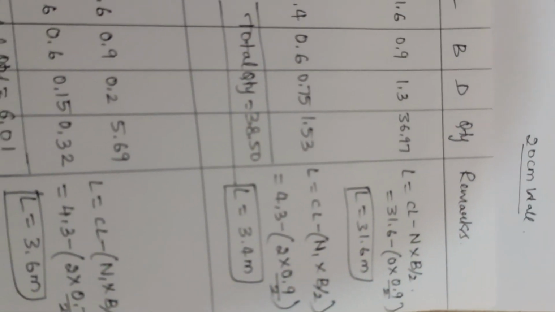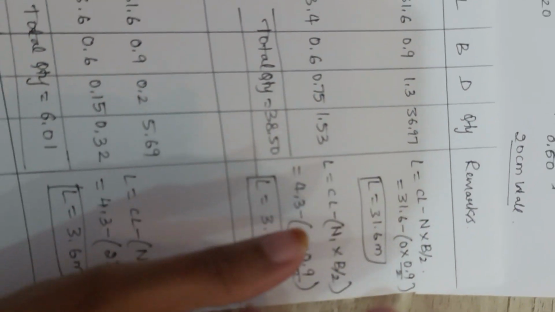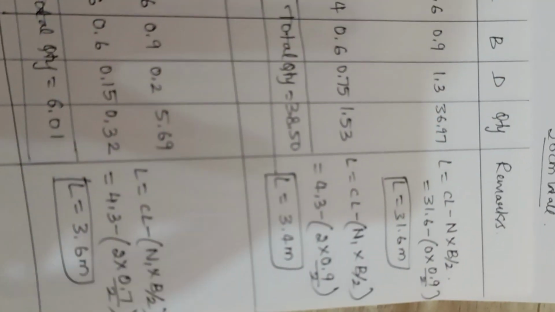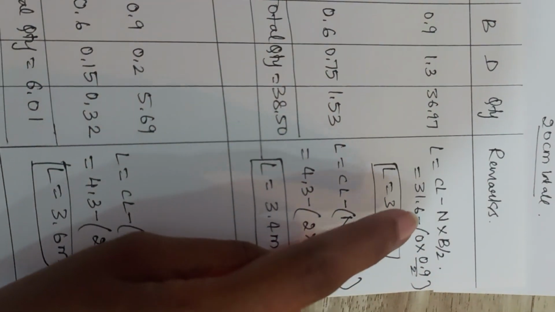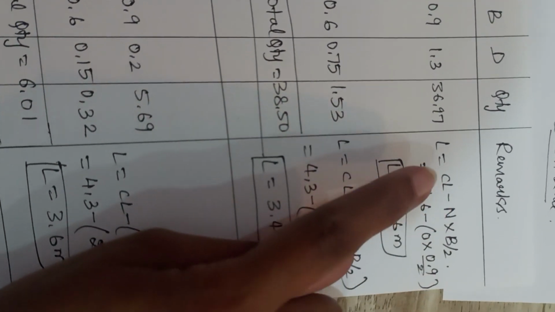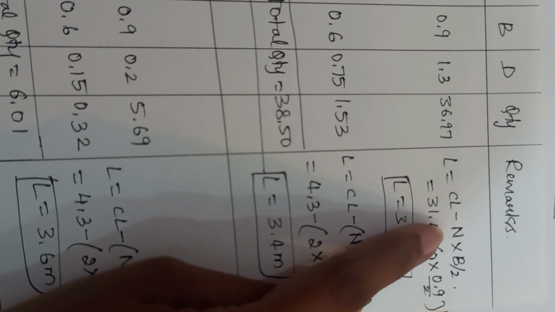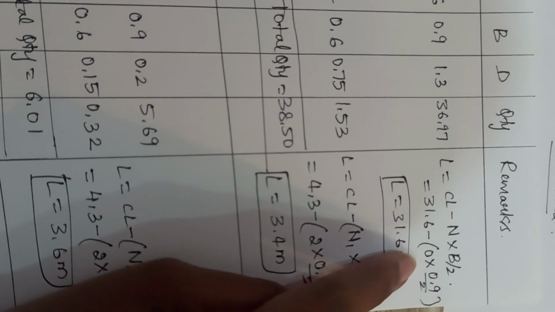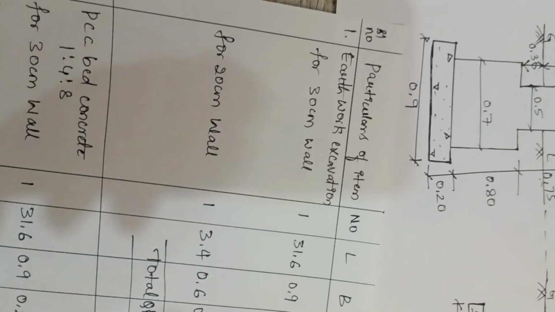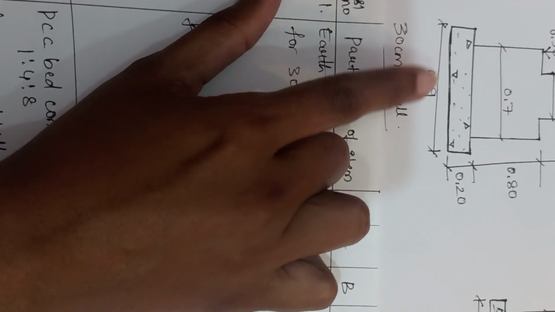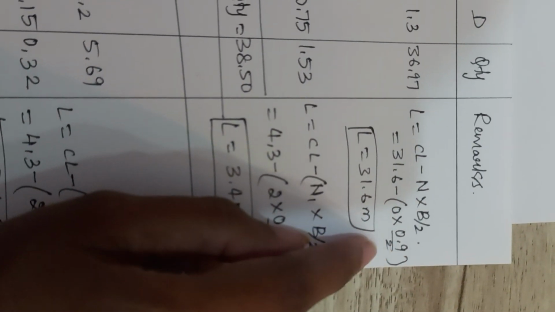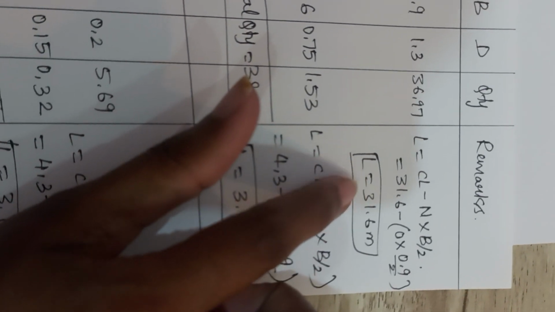So let me either take the value directly, or else if you want you can show one substitution for any one particular item of work. So here I am showing the substitution. I got the clear length value as 31.6 minus 0 junctions for 30 to 30, multiplied by, as we are doing earthwork excavation, the width of earthwork excavation for the 30 centimeter wall, which is given as 0.9. So let us keep it as 0.9 by 2. On simplifying, you will get the same length, that is 31.6. Now you enter this L value within the table, keep it as 31.6.